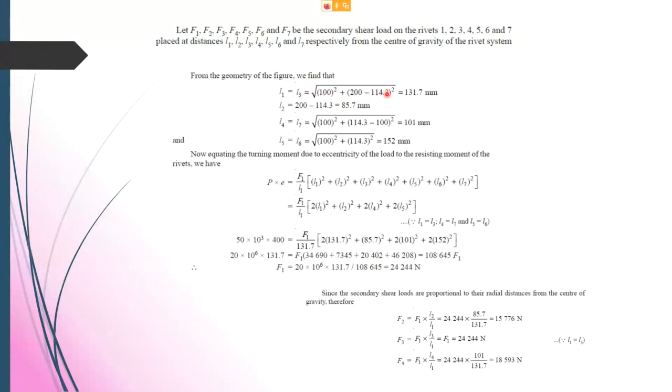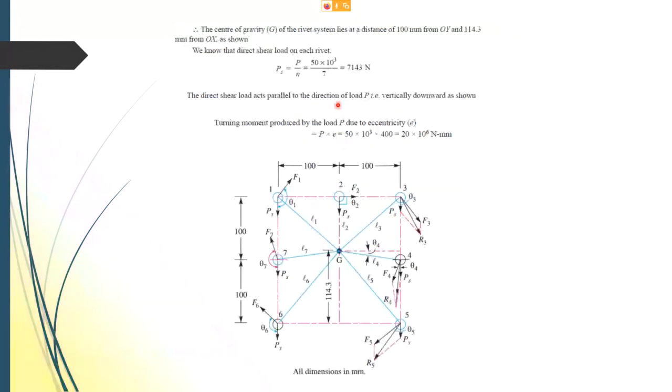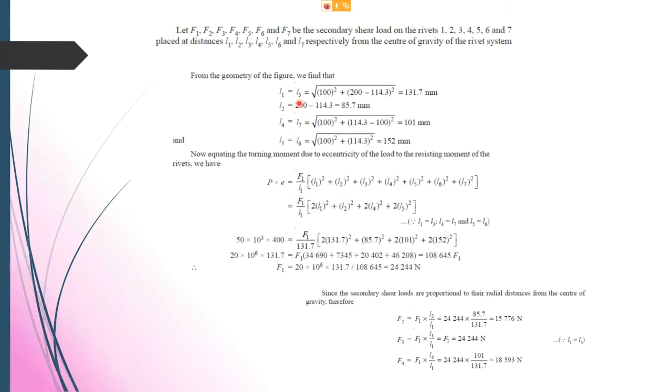So applying Pythagoras theorem, L1 and L3, L4, L7, L5, L6 also apply Pythagoras theorem, but the lengths are, of course, different. Length L2 is direct, so you just take the length L2 directly from the diagram. That is from here to here, so that should be 200 minus 114.3. So you will find out all the lengths from L1 to L7.